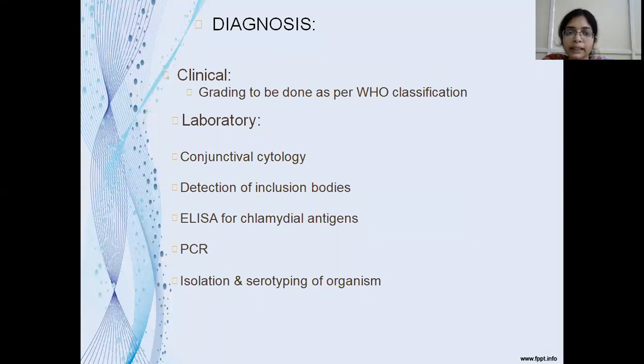Obviously, you will take conjunctival swabs and send them for Giemsa stain smears. You can also try to detect chlamydial inclusion bodies, and also you can do ELISA for chlamydial antigens, PCR, and also isolation using the yolk sac inoculation method or tissue culture techniques, and also serotyping. So you go for cytology, inclusion bodies, PCR, ELISA, and isolation and serotyping. Okay.